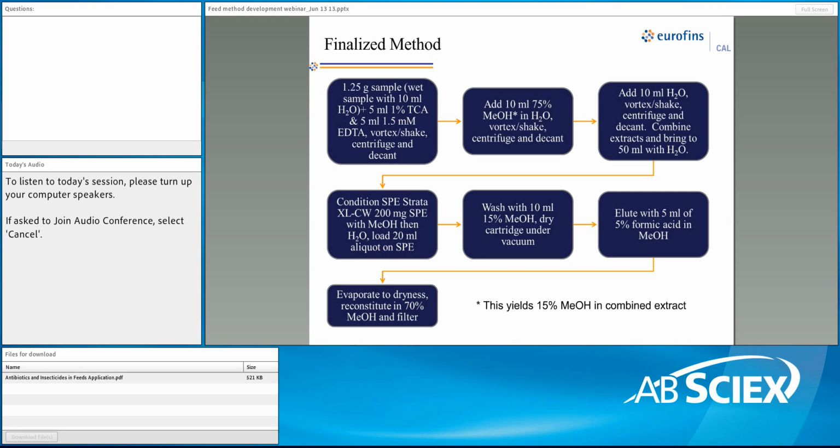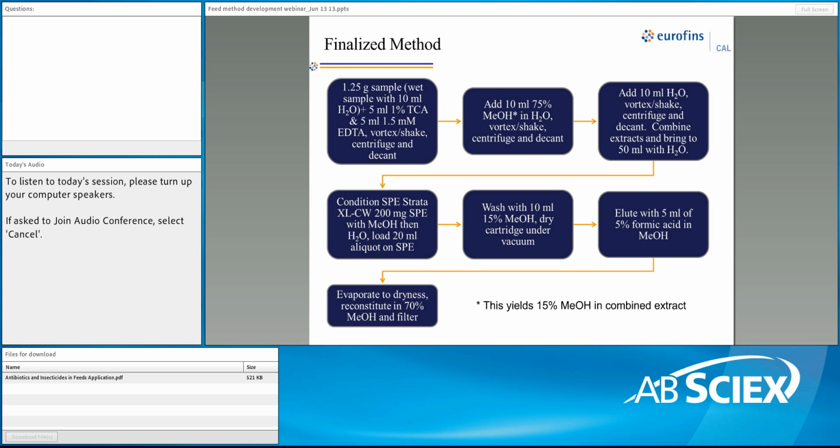Now, when we add the 10 mLs of 75% methanol, our final volume after combining all of our extraction steps is 50 mLs. If you run through the numbers, that works out to a 15% methanol concentration in our final combined extract, which was below our required criteria of 25% to make sure that we don't have breakthrough of analytes.